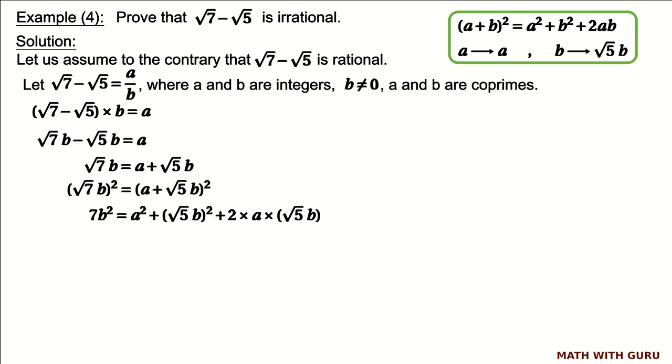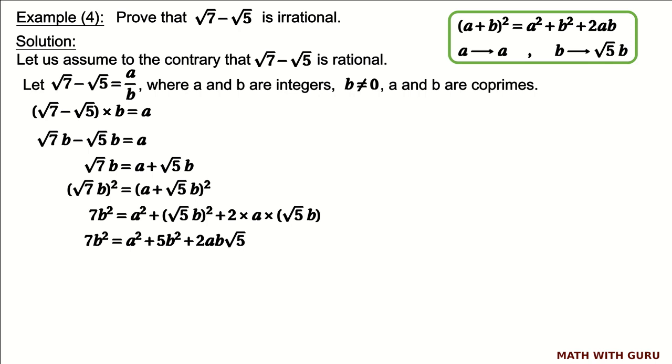Root 7 into root 7 is 7, b into b is b squared, a squared plus root 5b whole squared plus 2 into a into root 5b. So 7b squared equals a squared plus 5b squared plus 2ab root 5. Now, the term containing root 5 has a positive sign. Therefore, keep the term where it is.